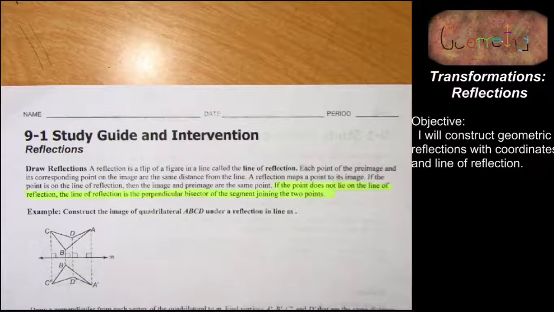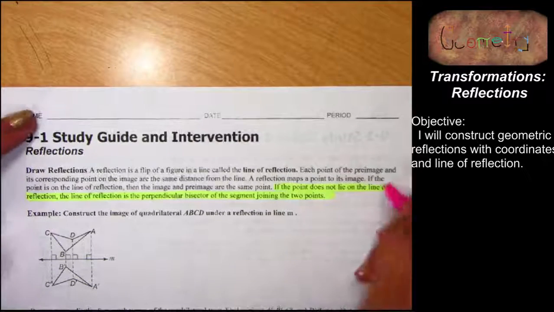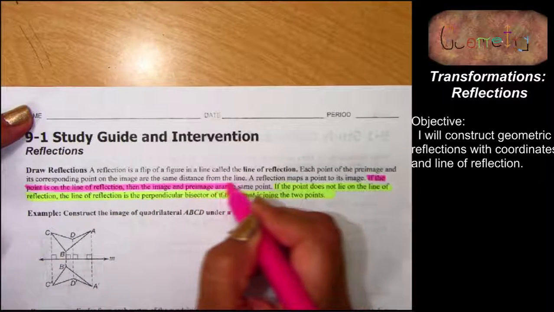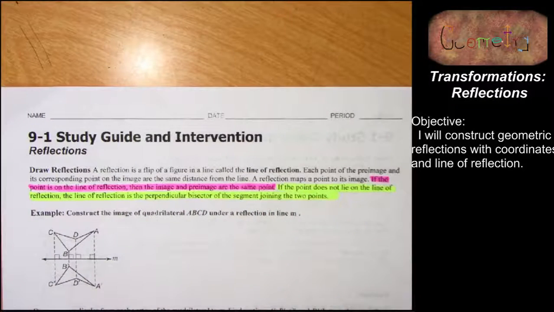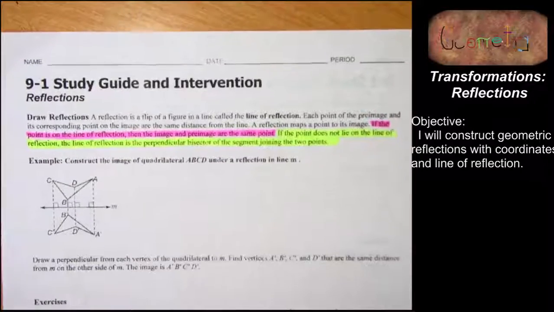And the distances on either side are going to be the same. We saw that when we did our perpendicular bisector construction. The other sentence I want to draw your attention to is this one. If the point is on the line of reflection, then the image and pre-image are the same point. They don't move. Okay? We're going to use that to do some of these constructions.